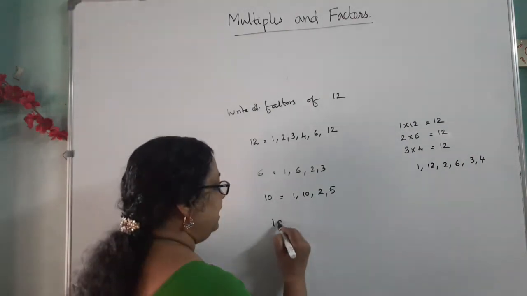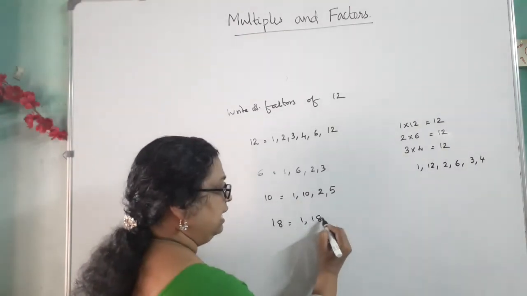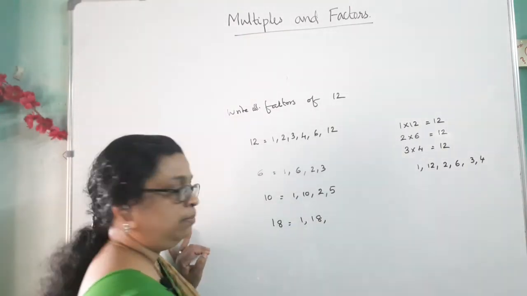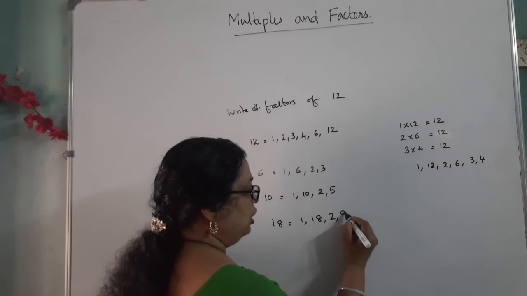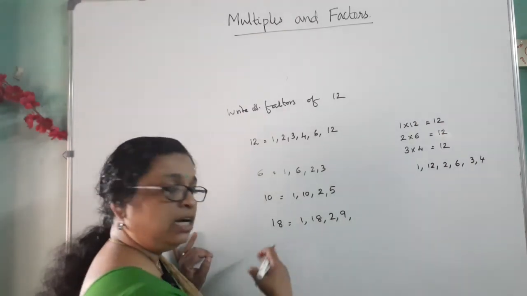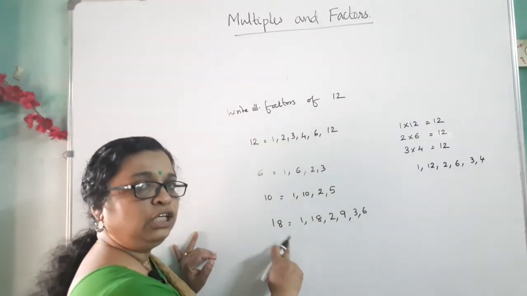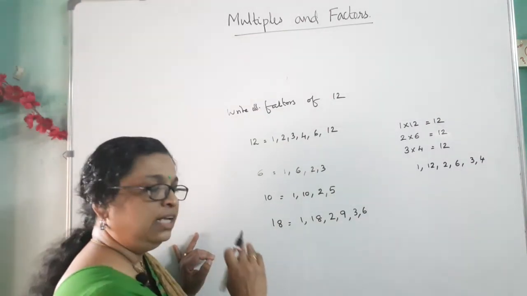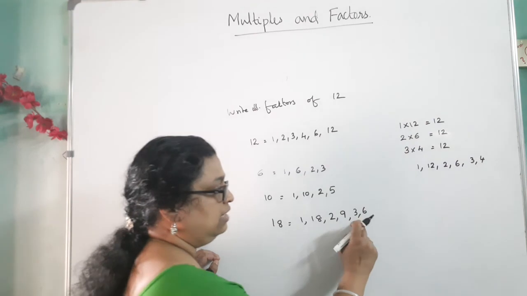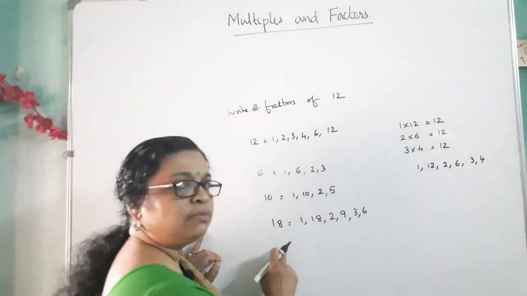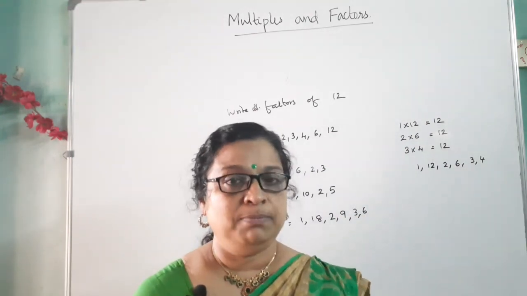Then 18. First we write 1, 18. Then 18 is an even number, so we can write 2. Then 2 into 9. Then the 3 table also comes: 3 sixes are 18, so 3, 6. Then the 4 table is not coming. The 5 table is not coming. Then the 6 table, 6 into 3, that we have already written. So only this much. Now you understand about multiples and factors.